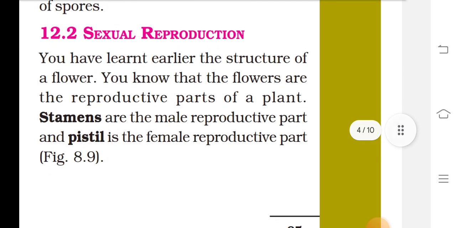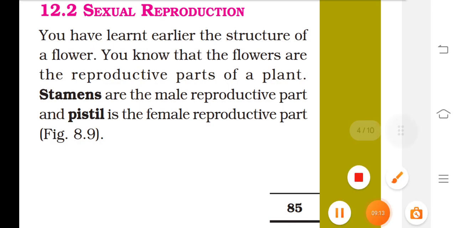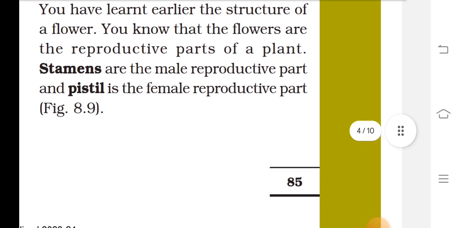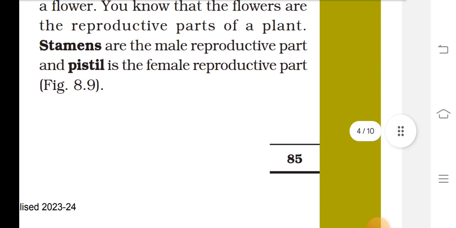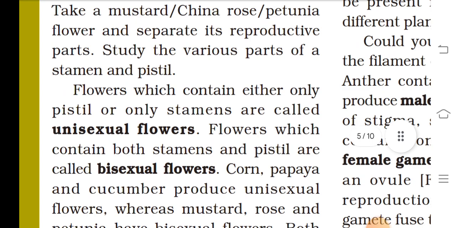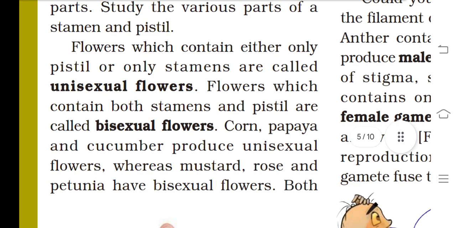Sexual reproduction. You have learned earlier the structure of a flower. You know that flowers are the reproductive parts of the plant. Stamens are the male reproductive part and the pistil is the female reproductive part. Take a mustard, china rose, or petunia flower and separate its reproductive parts. Study the various parts of the stamen and pistil.